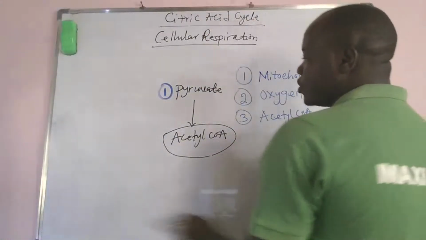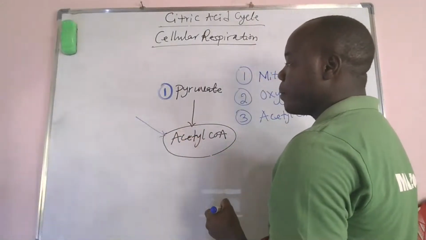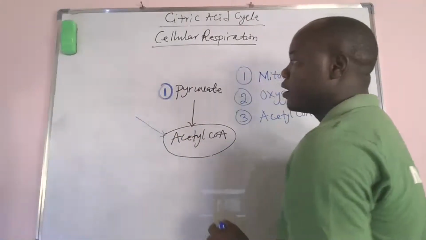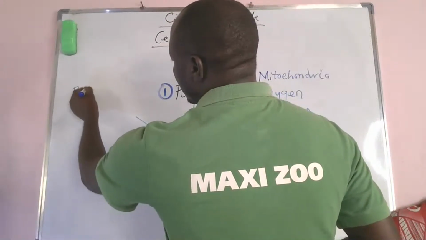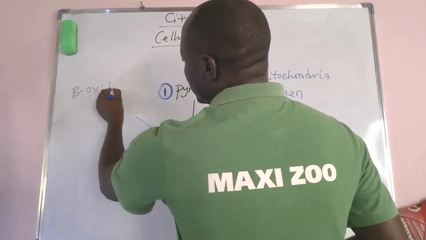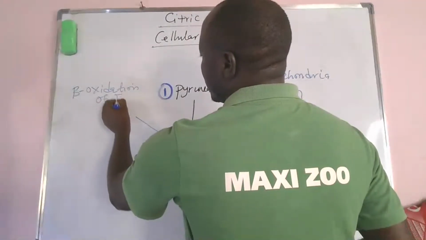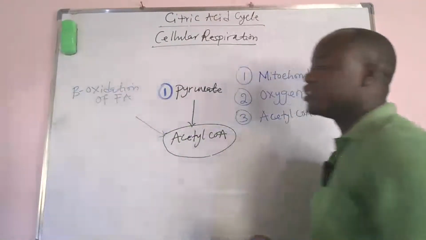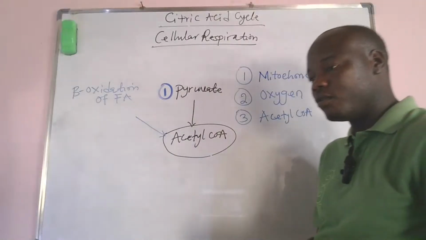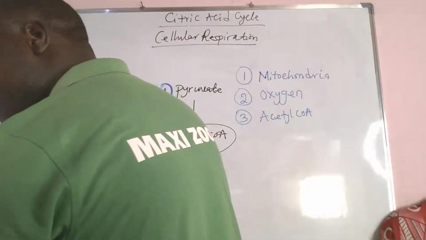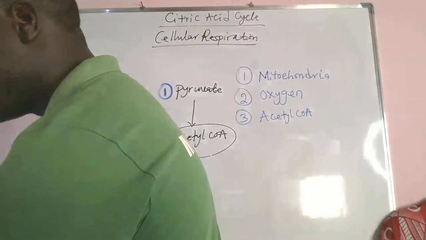And then another source of acetyl-CoA, we can also get acetyl-CoA from beta oxidation of fatty acids. FA means fatty acid. So we can get it from beta oxidation of fatty acids.